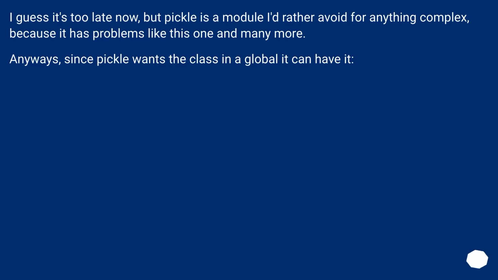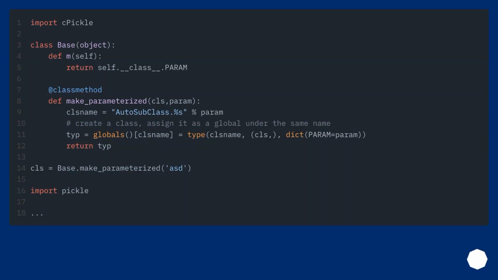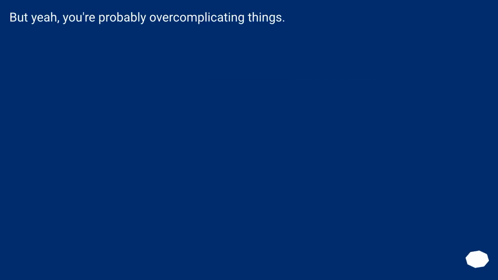I guess it's too late now, but Pickle is a module I'd rather avoid for anything complex, because it has problems like this one and many more. Anyways, since Pickle wants the class in a global, it can have it. But yeah, you're probably overcomplicating things.